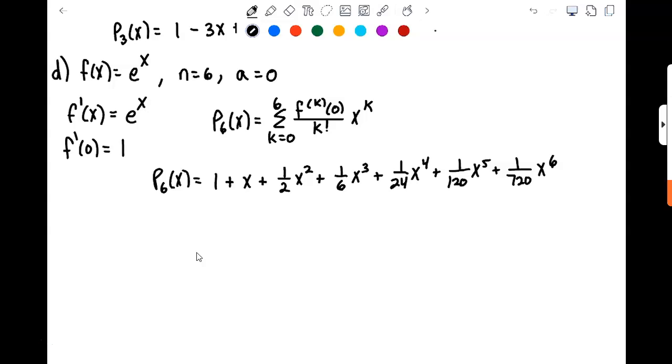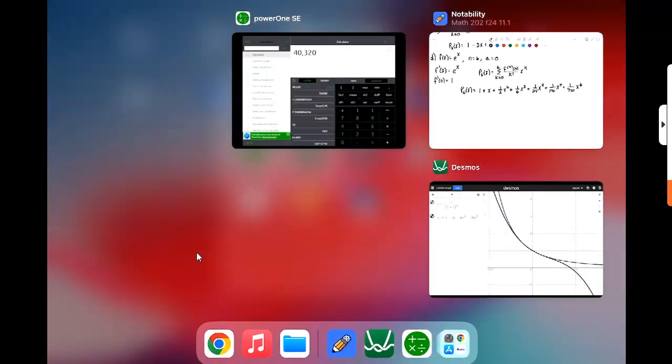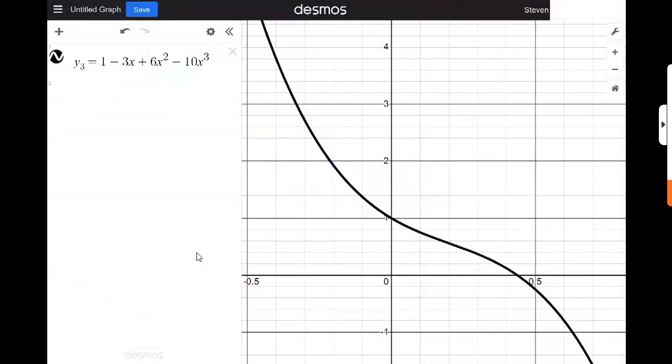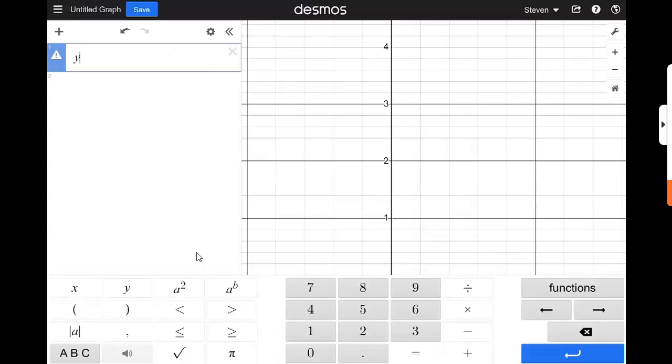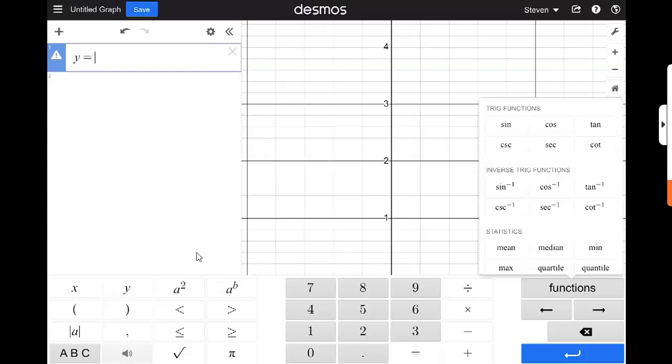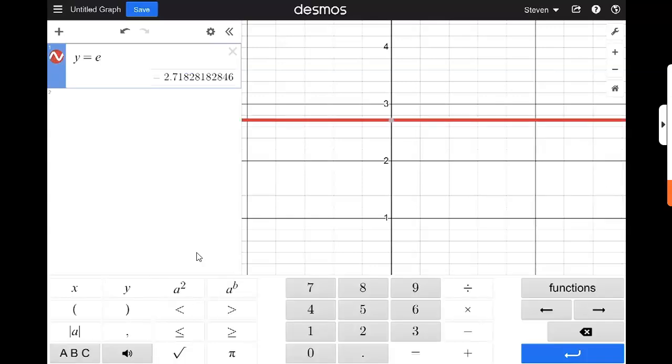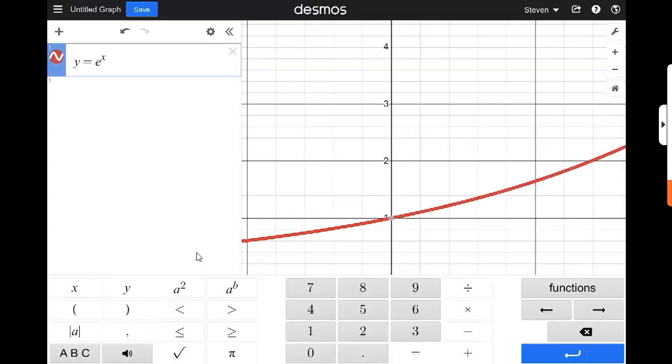So that is P6 of x. Pretty easy to do it on e to the x. E to the x is pretty straightforward. Let's just look and see how the approximation works. So e to the x is our function, and then let's put in our P6 polynomial.